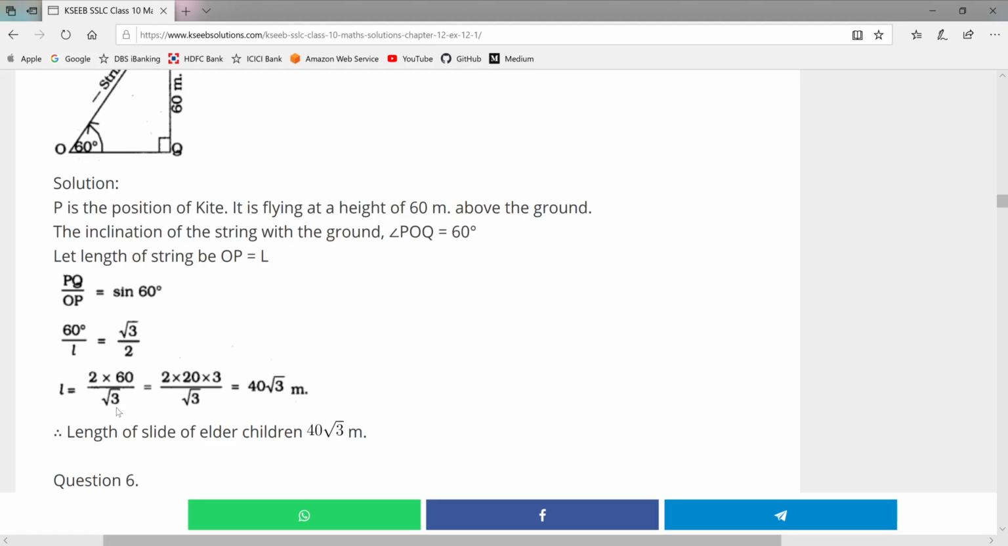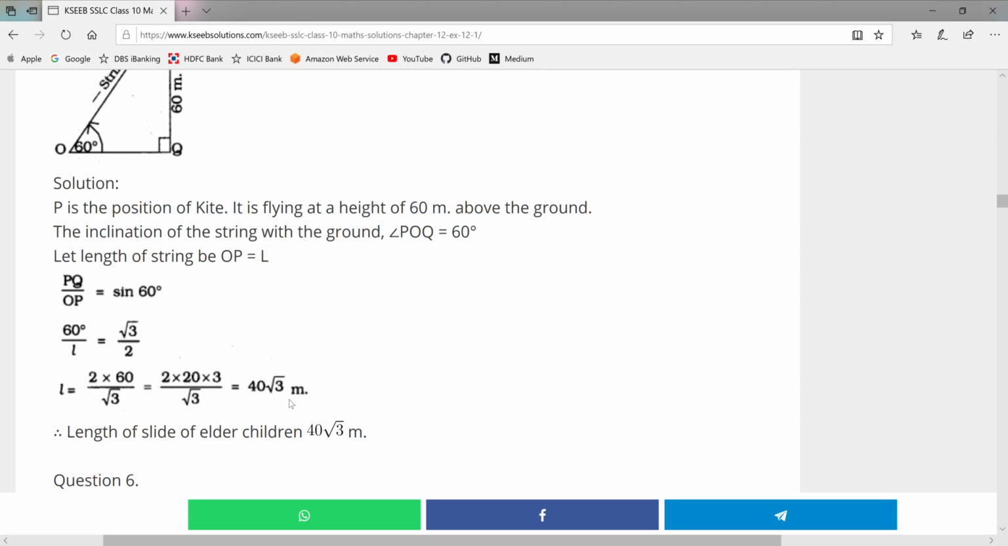So √3 divided by √3. This 60 they are rewriting as 20 into 3, and again this 3 they can write as √3 into √3. So 2 times √3 into √3, and below the one √3 and above the one √3 will get cancelled. Another √3 into 20 into 2. 20 into 2 is 40, and another root 3 will be remaining. That root 3 we are writing here: 40 into root 3.